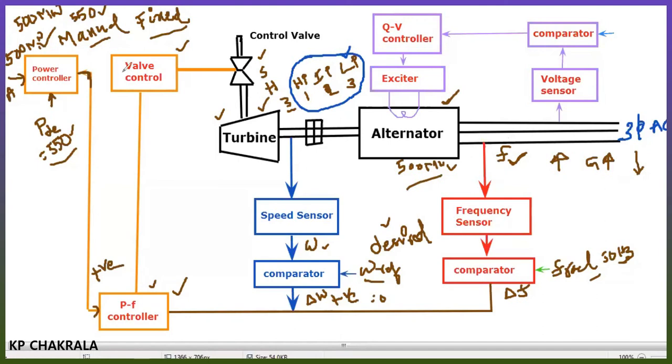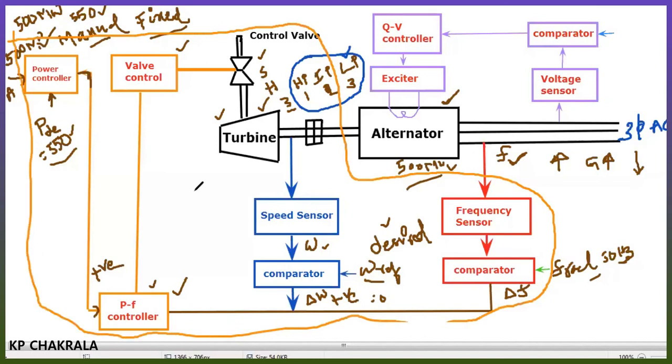Here this control loop is like this. All these come under the load frequency control loop, LFC. So all this is the load frequency or megawatt generation control loop. And another one is the voltage control loop. So it is a frequency control loop, and another one is the voltage control loop.